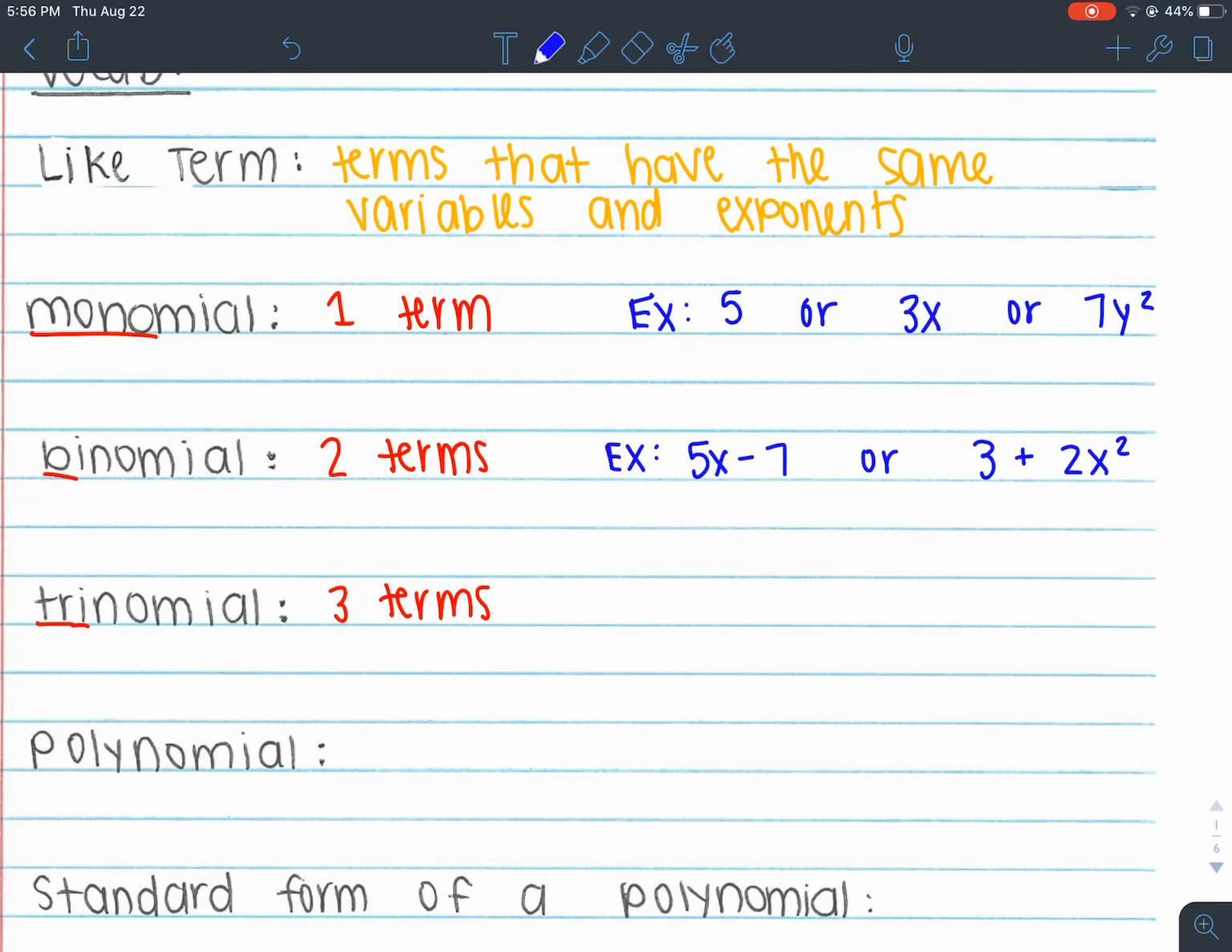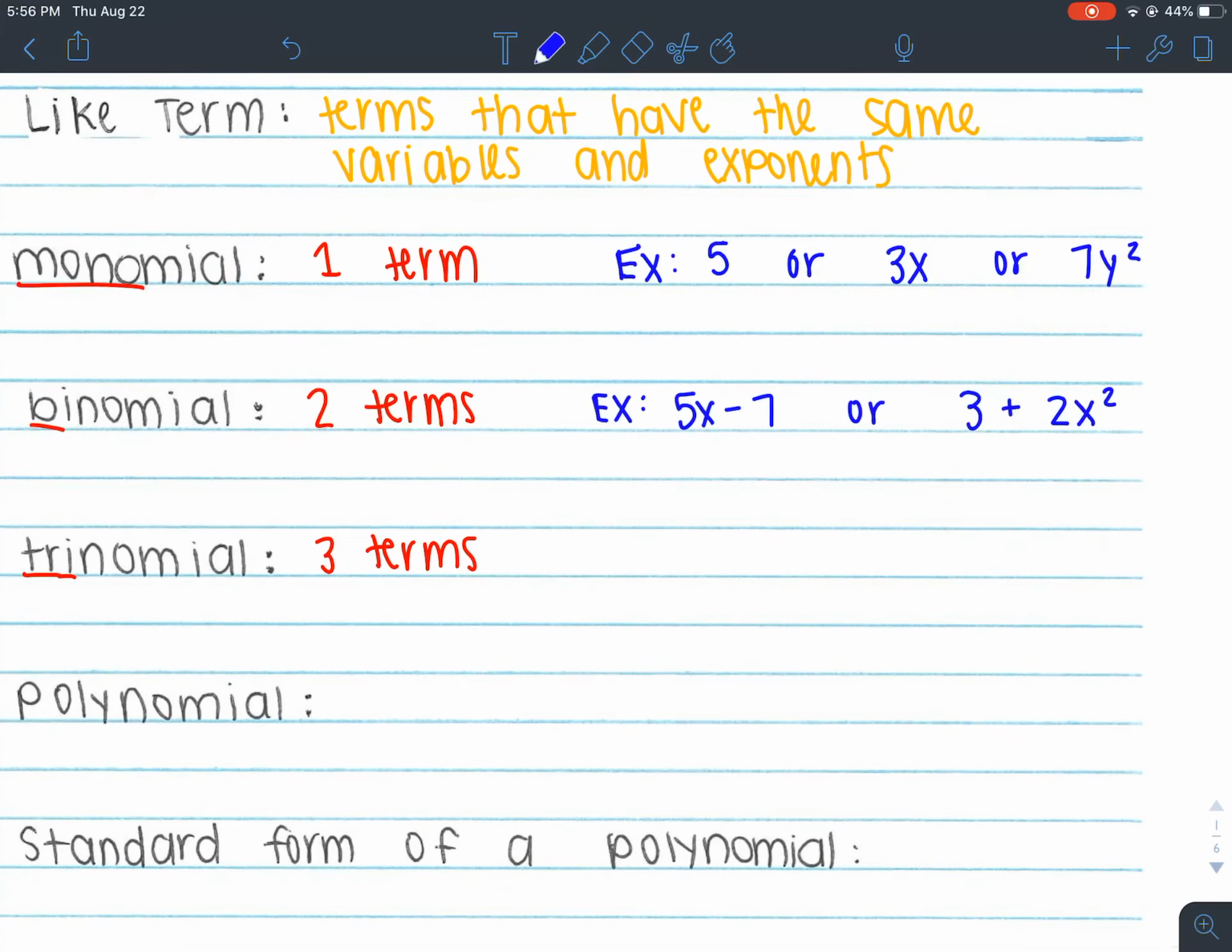So the first ones up here were monomials because they were just by themselves. And then these, there's two of them because they're being separated by a plus or minus. A trinomial is three terms, so that's going to maybe be 5 minus 2x squared plus 7x. So that's three terms right there, which is a trinomial.